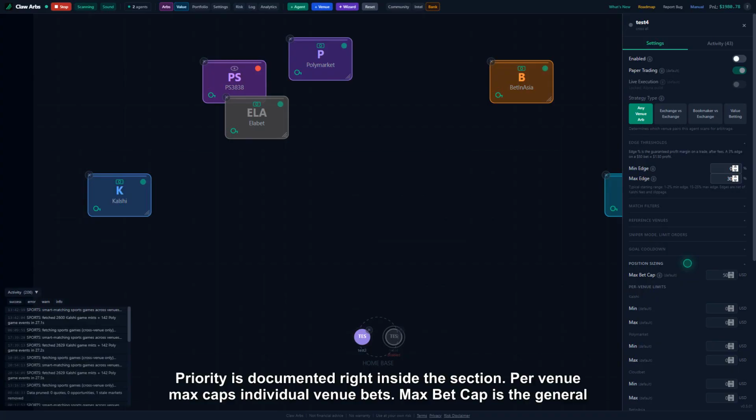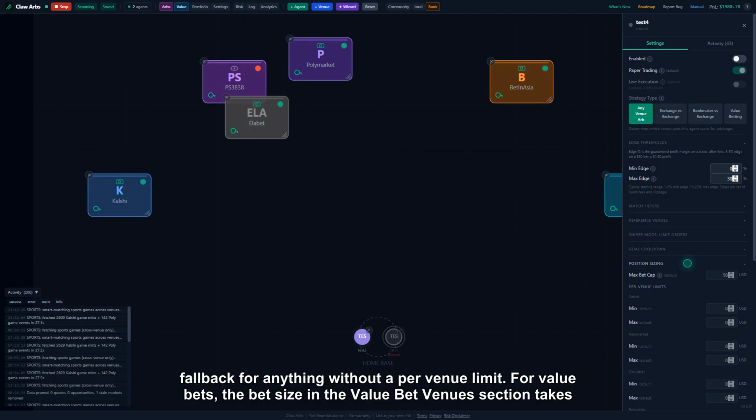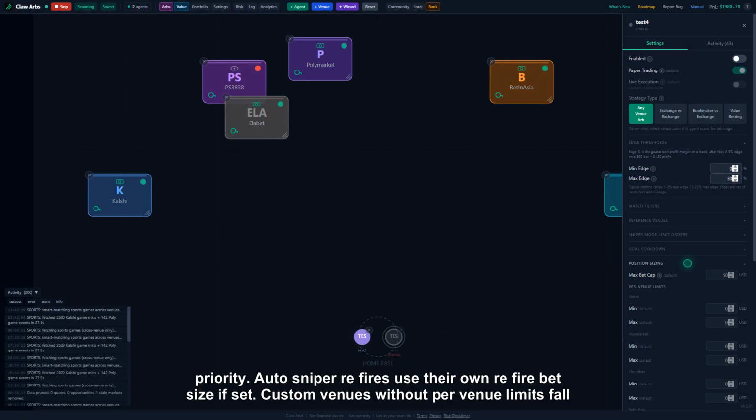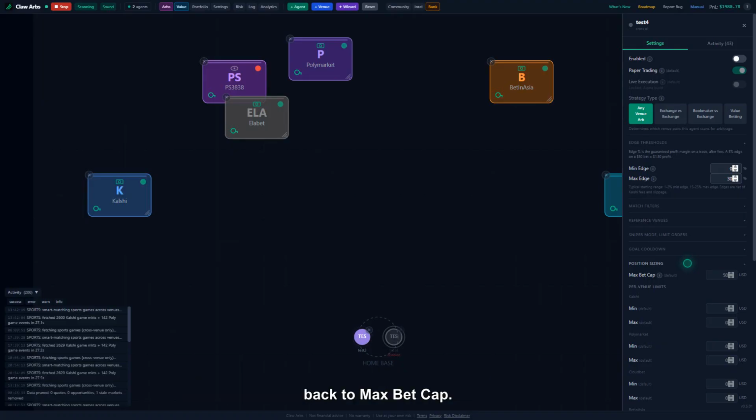Priority is documented right inside the section. Per venue max caps individual venue bets. Max bet cap is the general fallback for anything without a per venue limit. For value bets, the bet size in the value bet venues section takes priority. Auto sniper refires use their own refire bet size if set. Custom venues without per venue limits fall back to max bet cap.